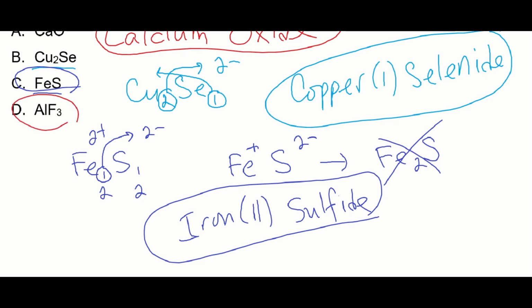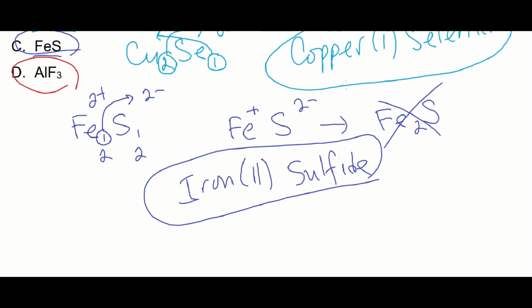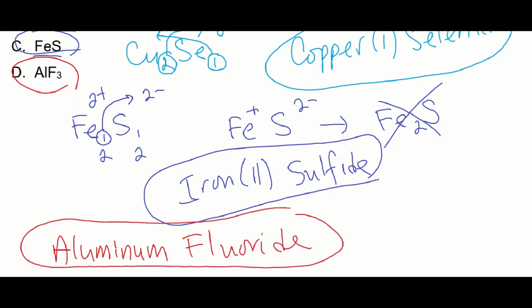Okay, aluminum can only form 1 charge, so these are the simple ones. You just write the name, aluminum, and then fluoride.